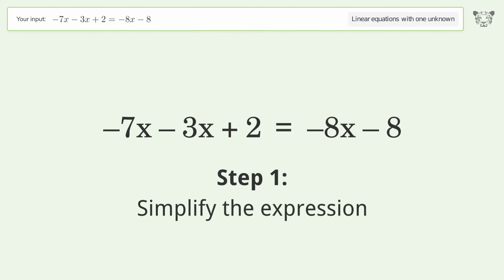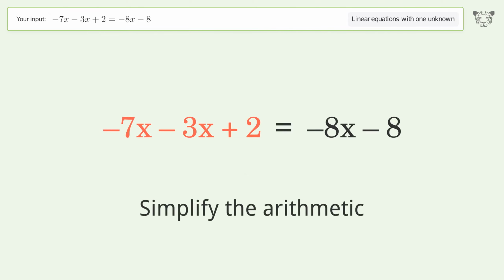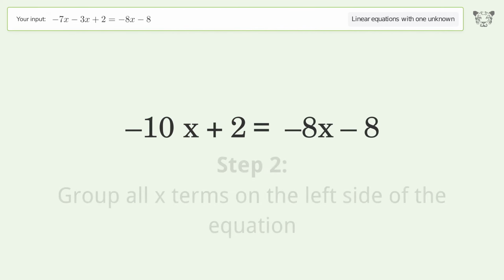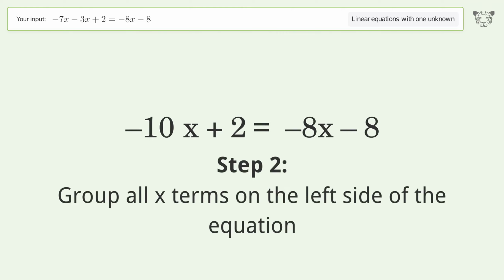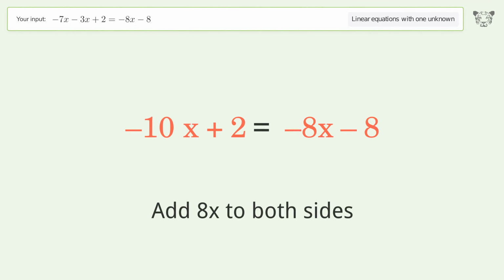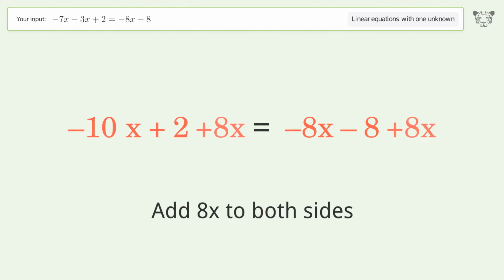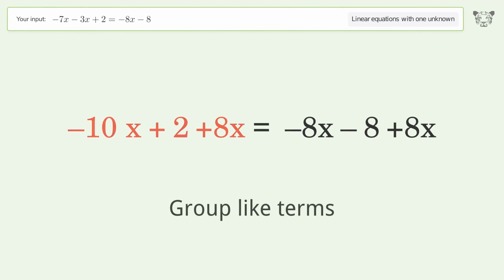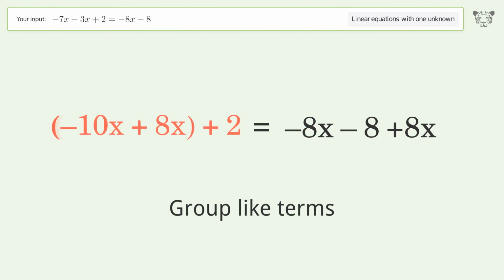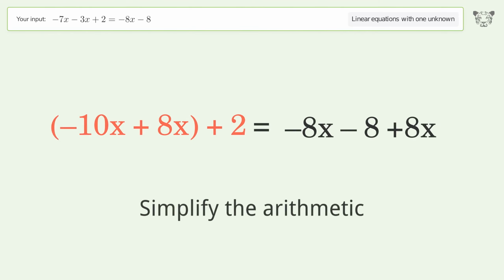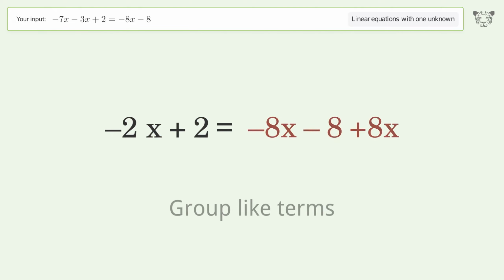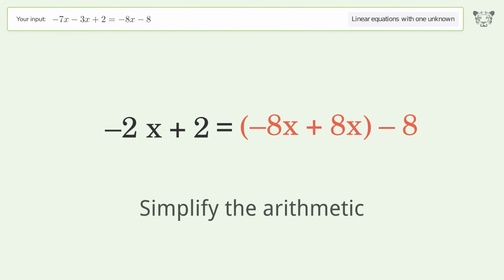Simplify the expression. Simplify the arithmetic. Group all x terms on the left side of the equation. Add 8x to both sides. Group like terms. Simplify the arithmetic. Group like terms. Simplify the arithmetic.